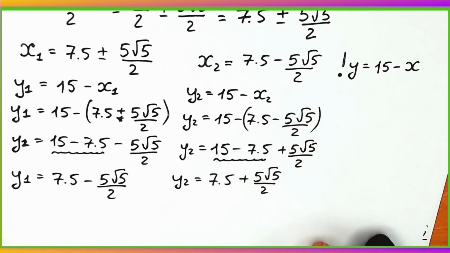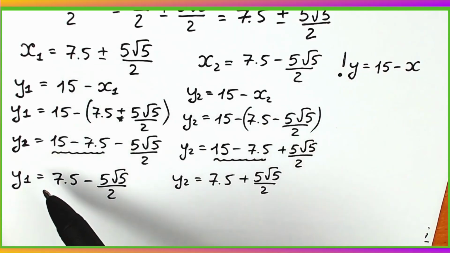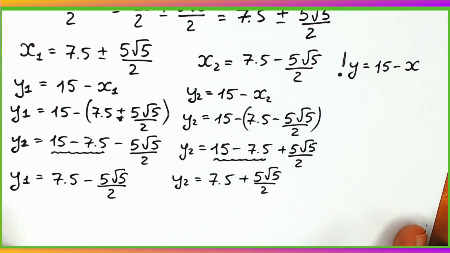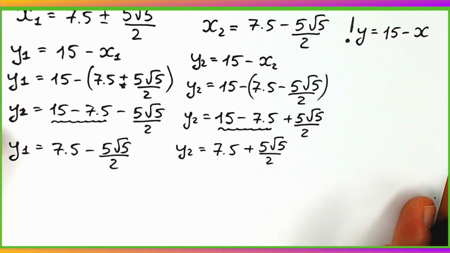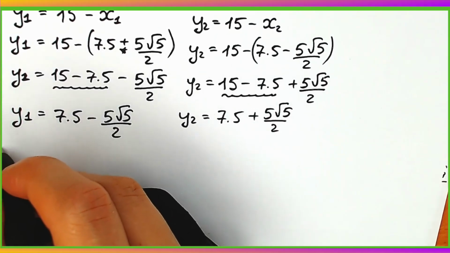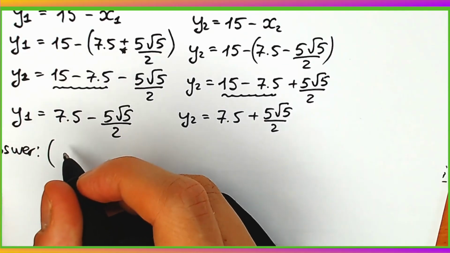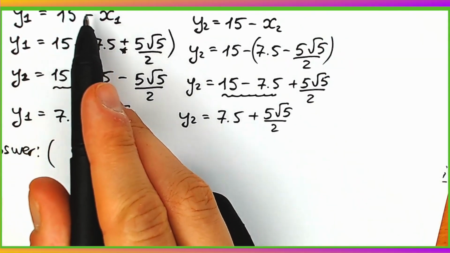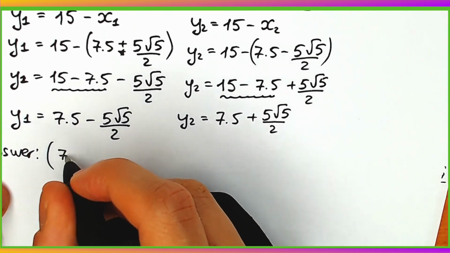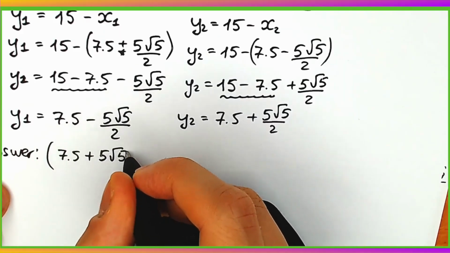So right here we have our answer. We have a first pair x first, y first, and a second pair x second, y second. So let's gather all the roots together, and in the end let's check our roots. First of all, let's write our final answer. Our answer to this question, our x first equal to 7.5. So this expression right here, we have it on the top of the paper. So we have 7.5 plus 5 square root of 5 over 2.